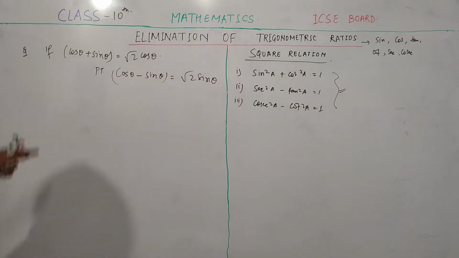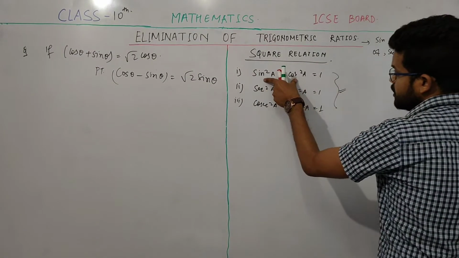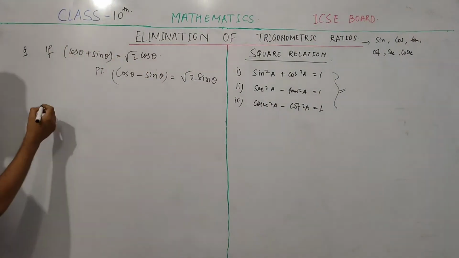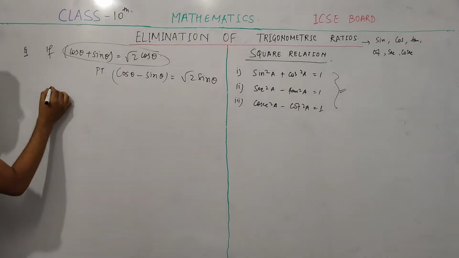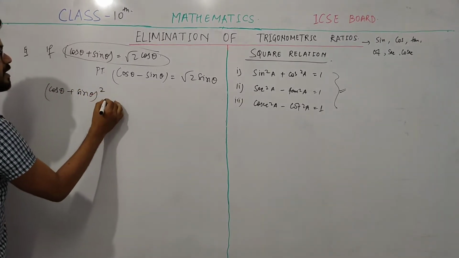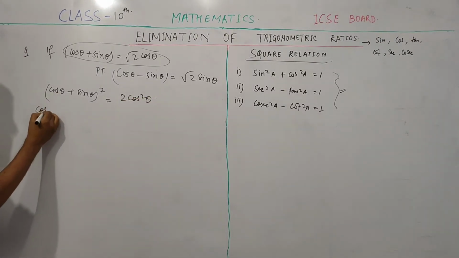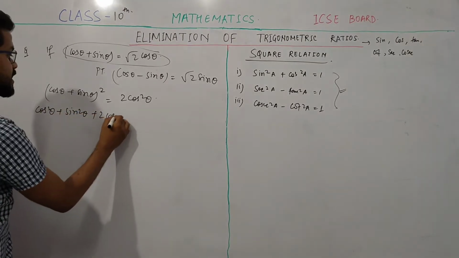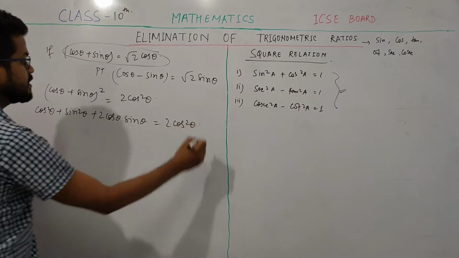Okay, so here it is cos theta and sin theta. I try to convert this relation into this square relation. So what is the procedure? Firstly take a square, taking a square on both sides. So if I take a square in this relation, I simply write cos theta plus sin theta whole square is equal to 2 cos square theta. So this is cos square theta plus sin square theta plus 2 cos theta into sin theta is equal to 2 cos square theta.